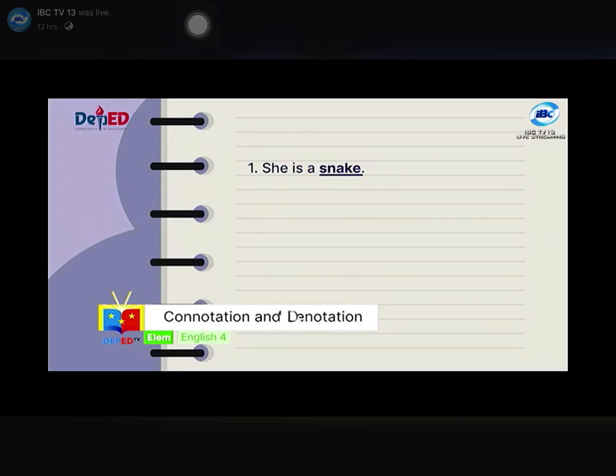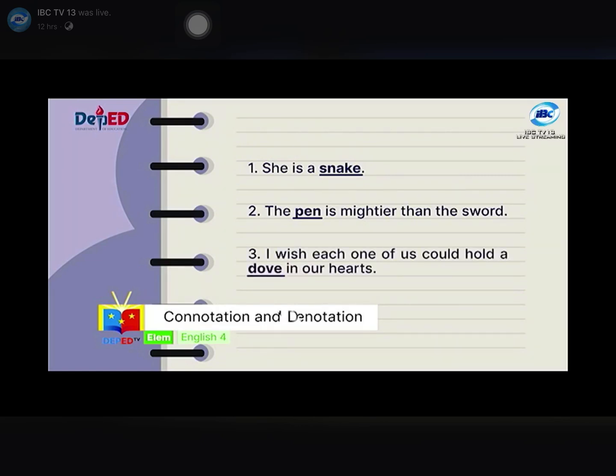Here's example number 2. The pen is mightier than the sword. In this sentence, the pen symbolizes journalism, and it is telling us that journalism or writing is more powerful than violence. And for the last sentence, I wish each one of us could hold a dove in our hearts. The dove symbolizes peace. Therefore, the sentence connotes that the speaker is wishing everyone to have a peaceful heart.